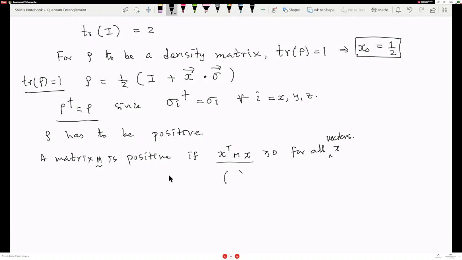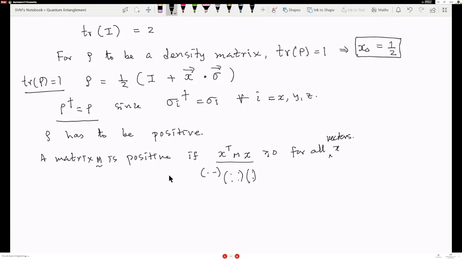So you have a matrix here, and this is like a column vector, and this is like a row vector, a quadratic form. So you have elements like this, then you have elements like this, and you have elements like this. Now this quantity should be greater than or equal to 0 for all X. So in some sense, this is like an expectation value. Expectation value of M is positive with every state. Then it is a positive operator or positive matrix.